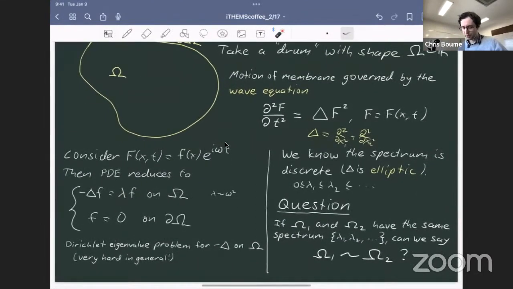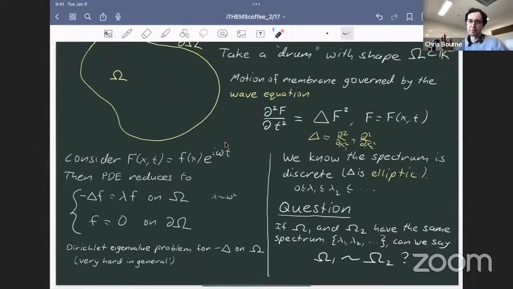So the question more concretely: if we have two different drum shapes, omega 1 and omega 2, and they have the same spectrum for the Laplacian with Dirichlet boundary conditions, then how closely related are omega 1 and omega 2? Is there some sort of geometric identification that we can make between these two shapes? This is a very classic question, and in particular, anything that I talk about today, I did not do. This is just a very gentle introduction to what you might call spectral geometry.